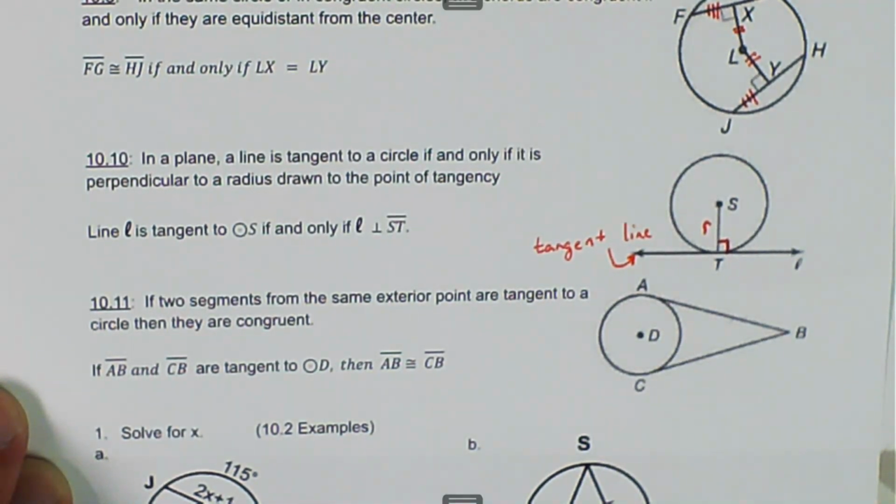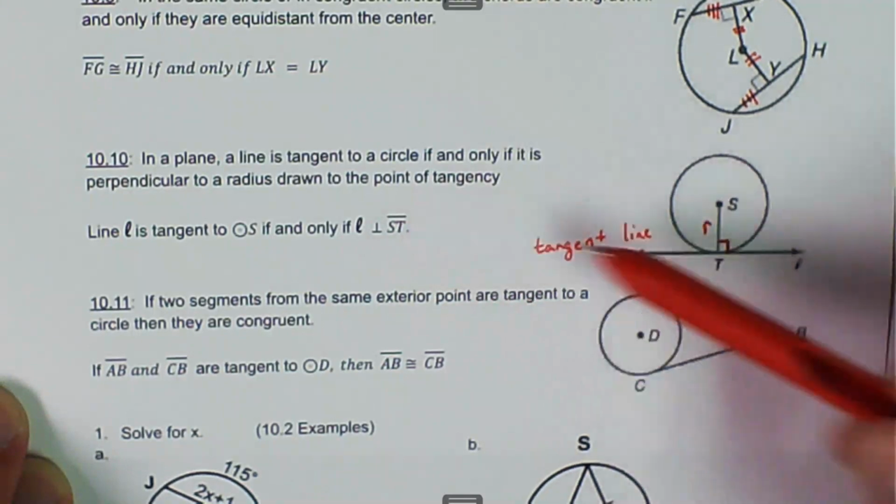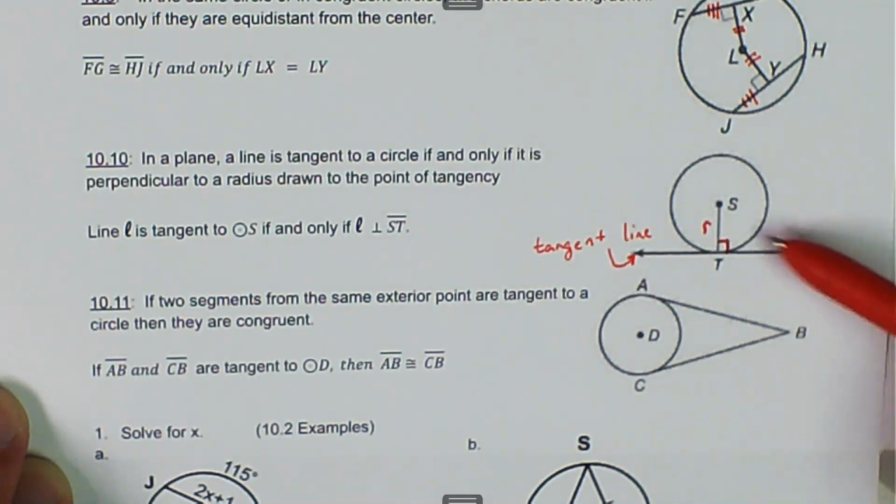So line L is tangent to circle S if and only if L is perpendicular to ST. So there's line L, and it's perpendicular to ST.